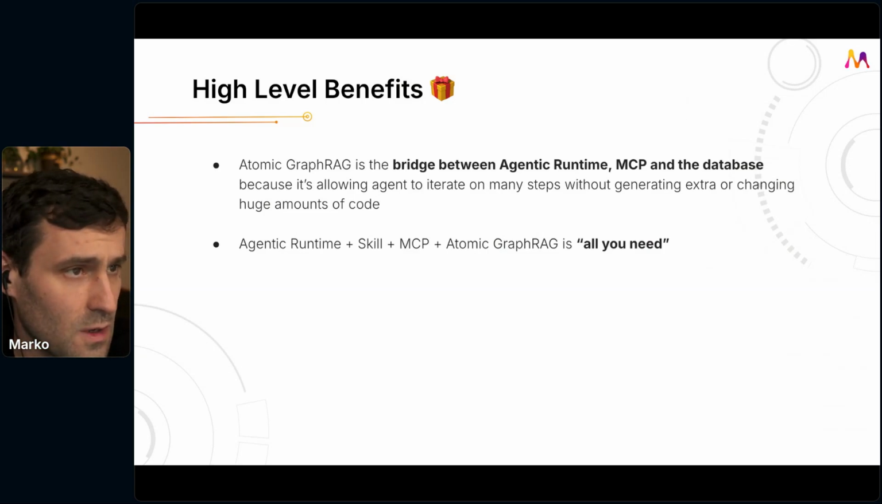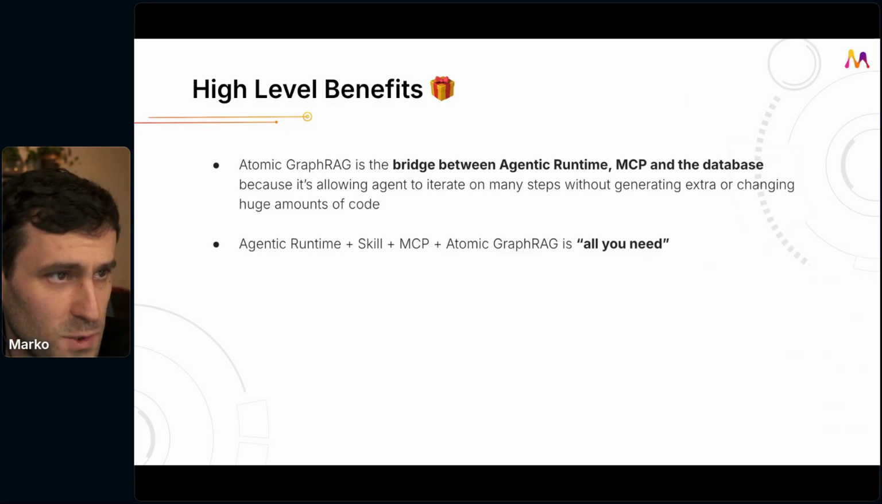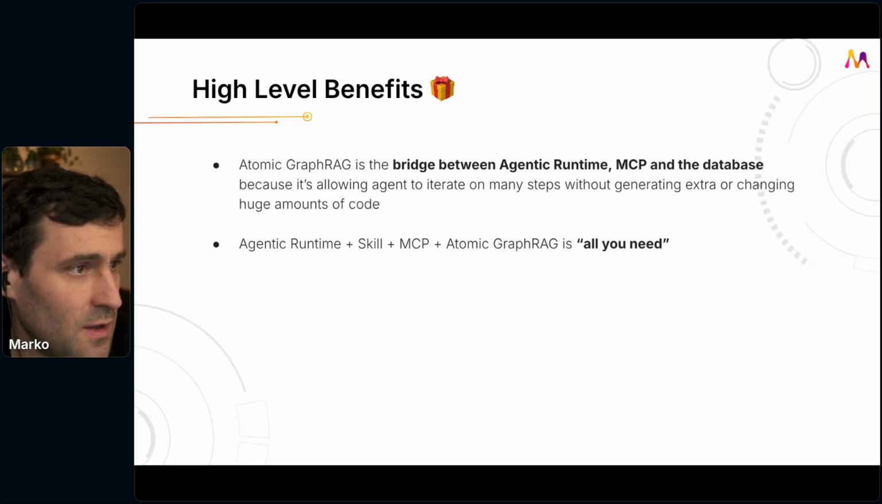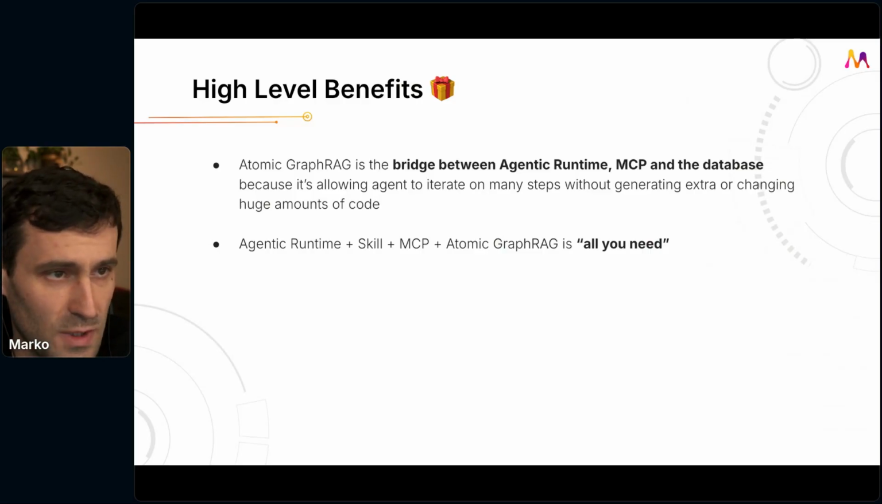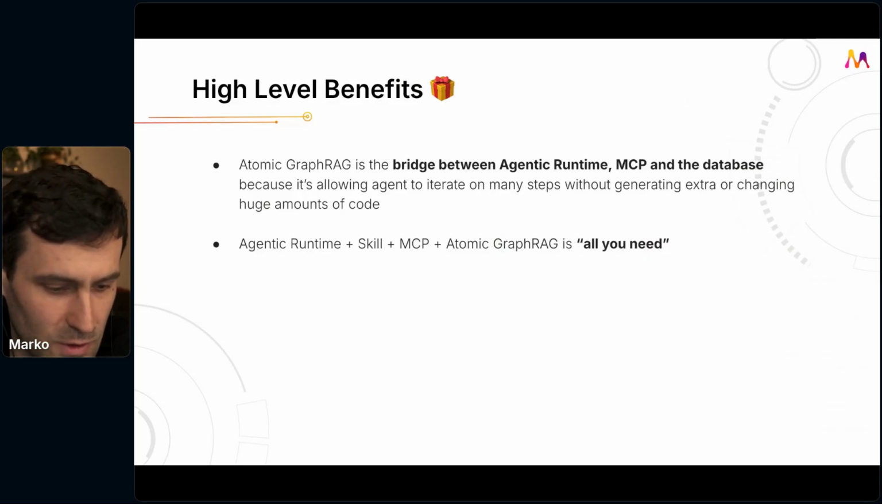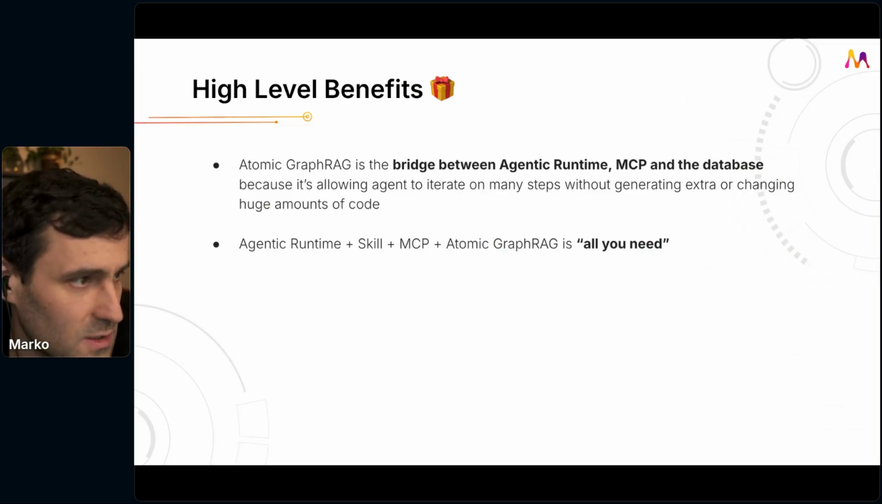Okay, so what does that mean from the benefit perspective? Atomic GraphRAG is a bridge between the agentic runtime and the database over MCP, because if there are these atomic pipelines where you can pack more things together, it's possible to make many different steps without generating code or adding additional code or a lot of extra steps to figure out how to communicate with the database or something else.